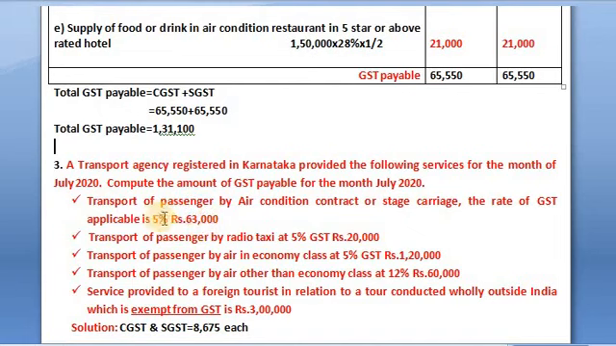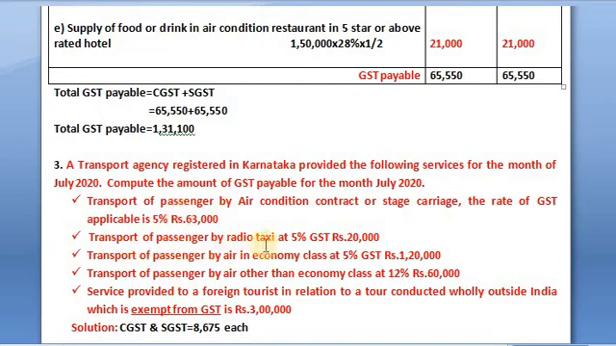63,000 into 5%, again it has to be divided into CGST and SGST. Here they have given Karnataka, so again it is CGST and SGST. You have to divide 63,000 into 5%, and that amount you have to divide for both CGST and SGST, or 63,000 into 2.5% each. Again this transaction is taxable.